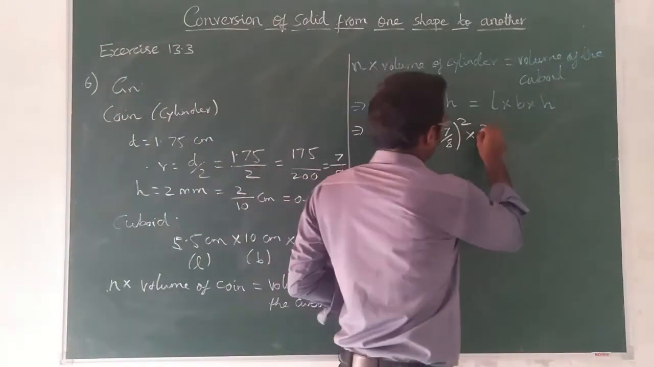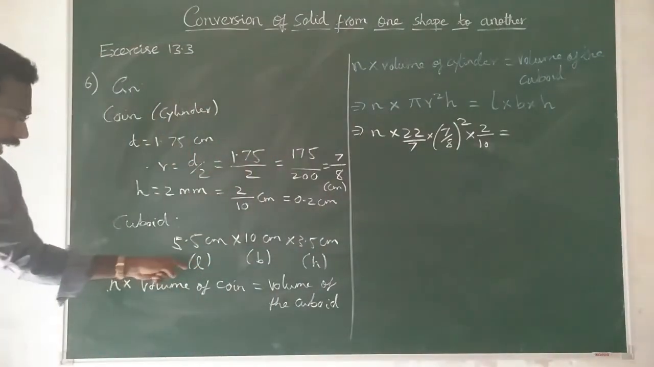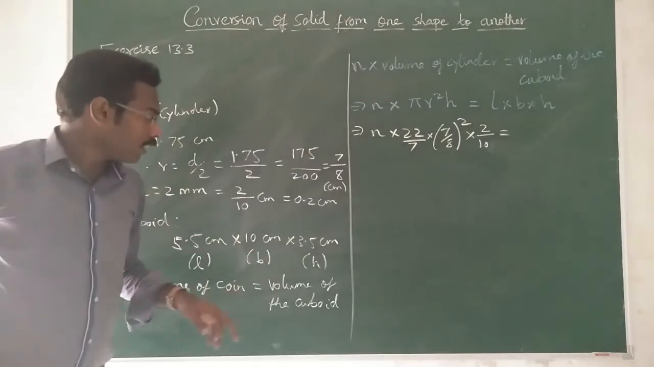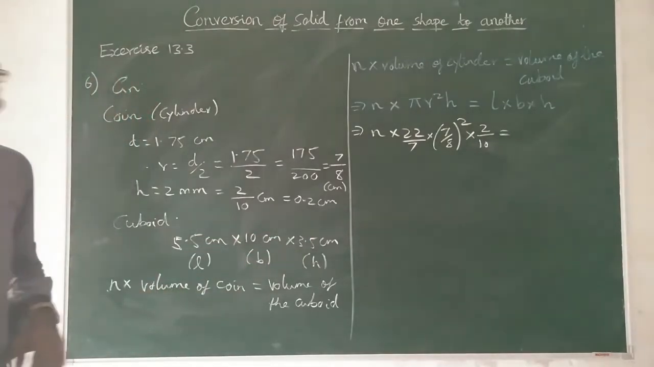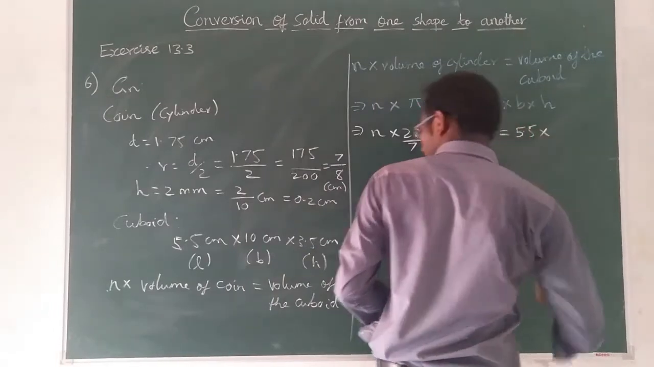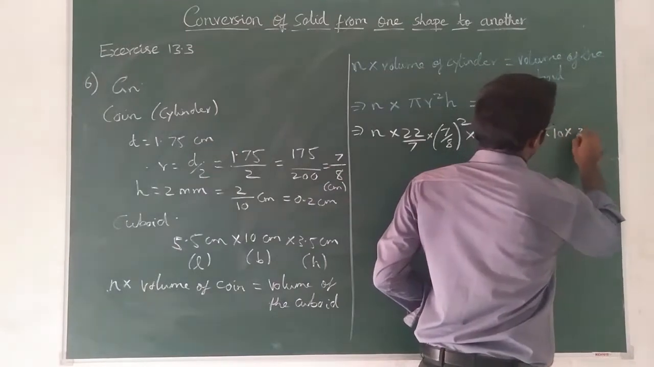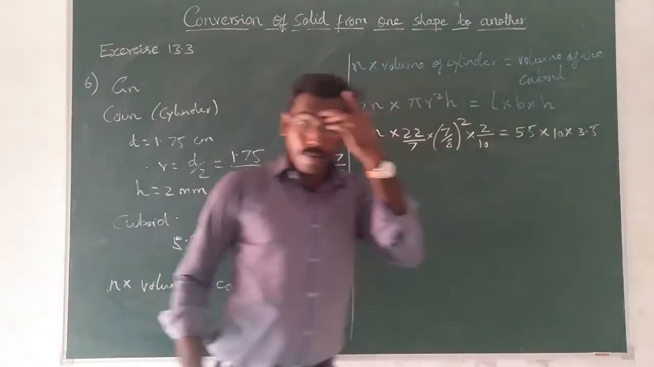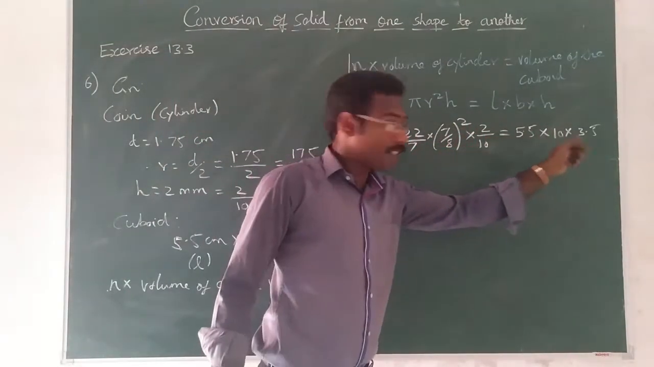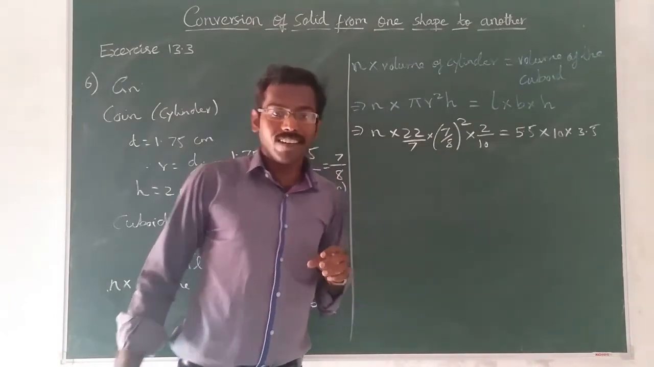Okay, so into 2 by 10, that is equal to, length into breadth into height is directly given, that is 5.5 into 10 into 3.5 centimeter. Okay, so 5.5 into 10 into 3.5. Okay, so now if you simplify this, you will get the answer. What answer you will get? The n value. How many number of coins? Okay, shall we simplify it?